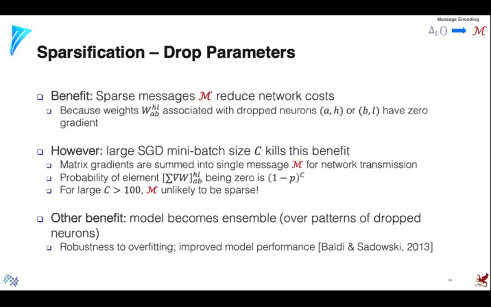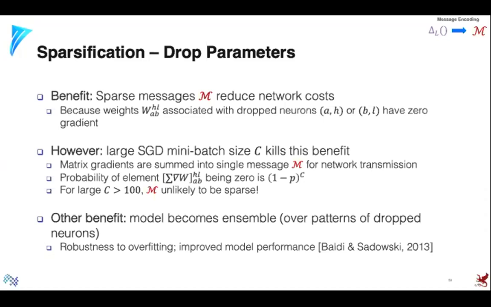Dropout has some nice properties. If you drop those weights, their gradients are going to be zero, so the messages M are sparse and cheap to transmit. But note that as the mini-batch size increases, the sparsity of the message decreases because you're adding all these sparse vectors together. You add enough of them together, it's no longer going to be sparse.